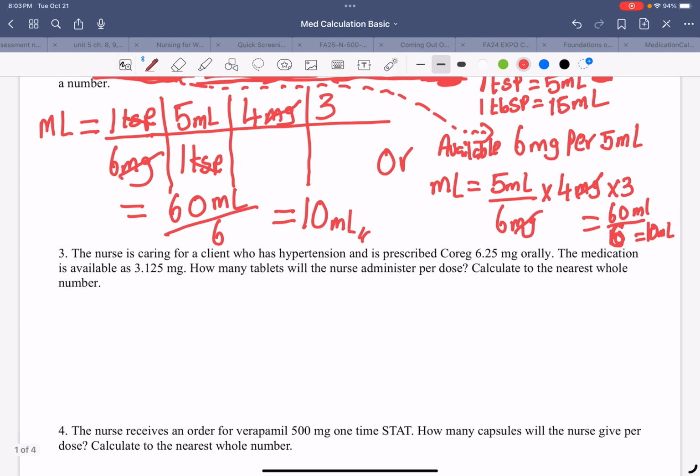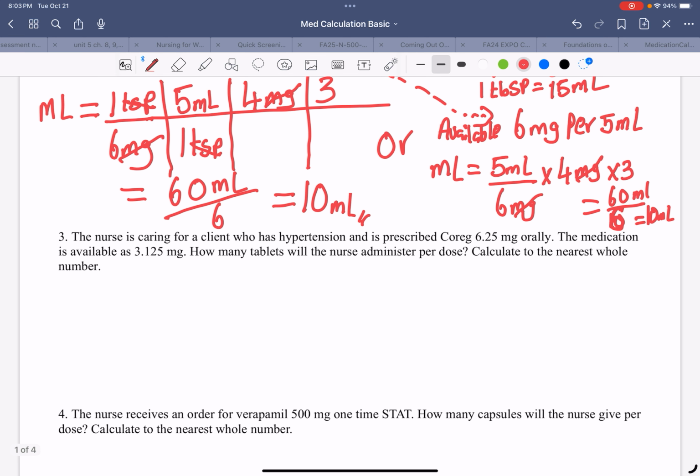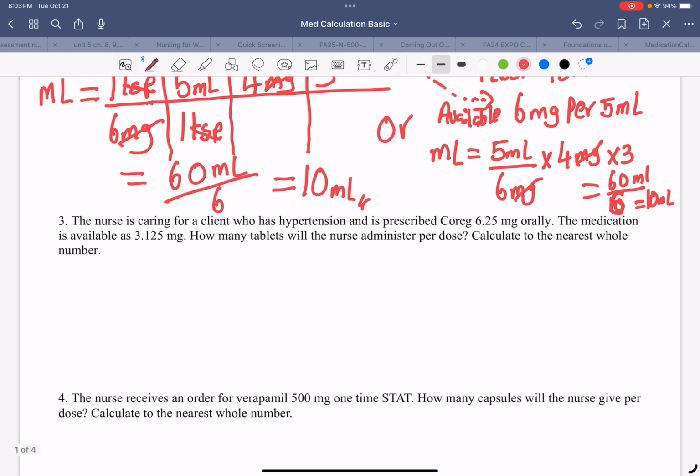All right, let's go ahead on to number 3. So go ahead and pause the video and try to solve this question. All right, let's go ahead and solve this together. So the nurse is caring for a client who has hypertension and is prescribed Coreg 6.25 milligram orally. The medication is available as 3.125 milligram. How many tablets will the nurse administer per dose? Calculate to the nearest number.